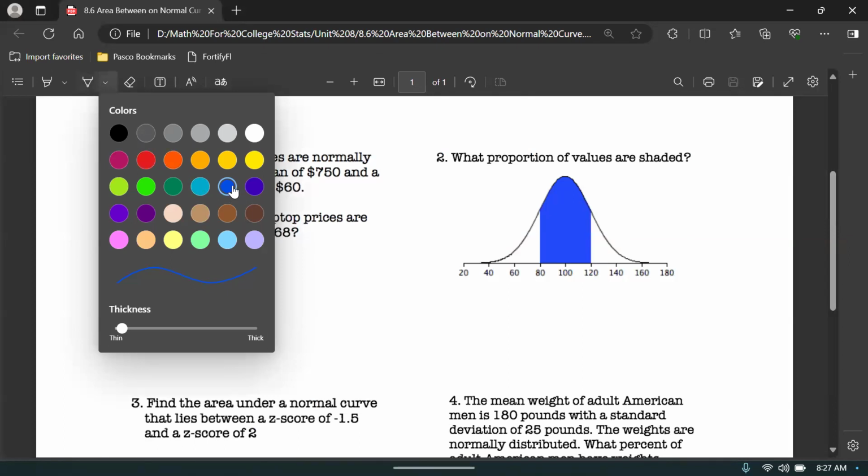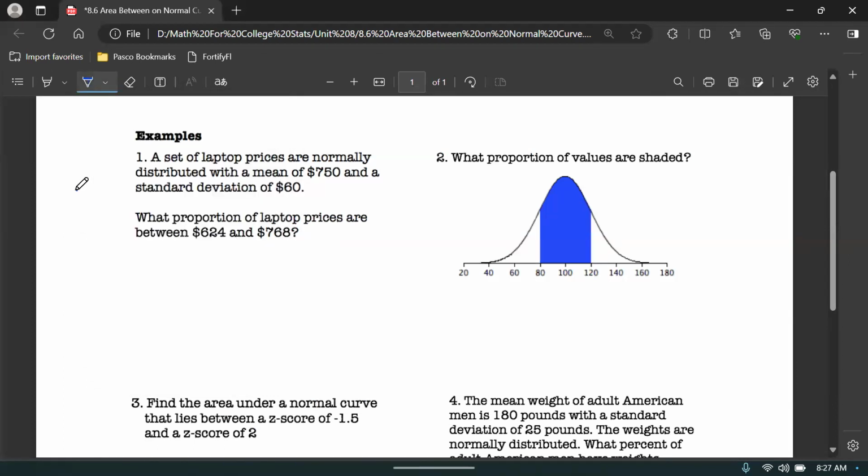As normal, I of course love to draw our normal distribution curve. I'm not very good at it, but I like to do it anyway. So 750, that's our mean. Standard deviation 60, so that's going to be 810, 870, and then 930, and then minus 60: 690, 630, and 570.